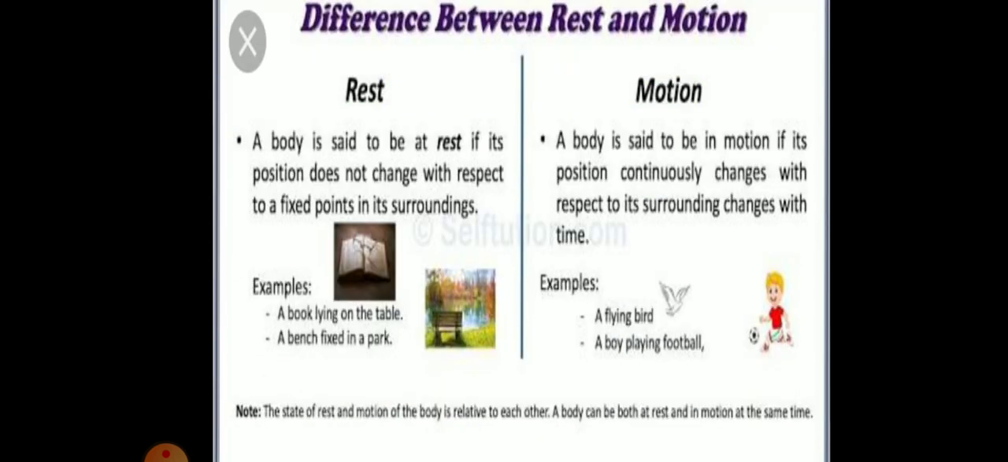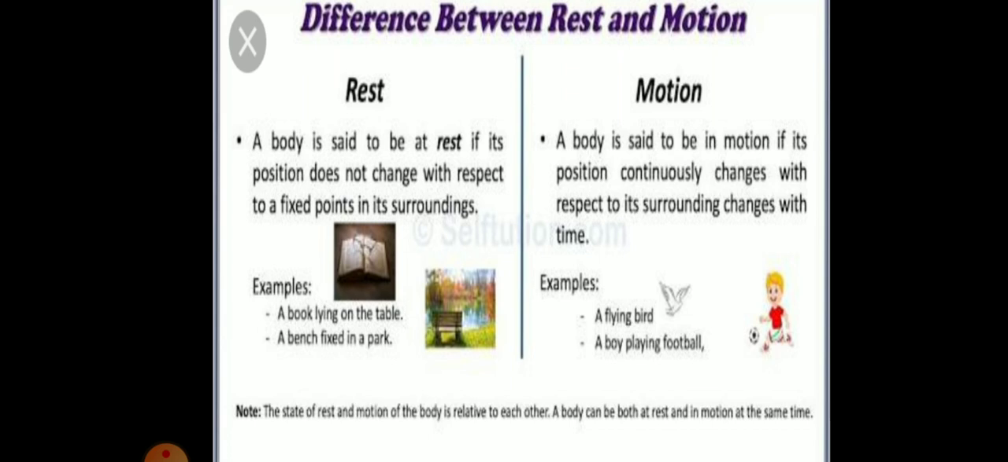So, we see many objects like a book lying on the table, a bench fixed in a park, birds fly, fish swim, blood flows through veins and arteries, car moves, atoms, molecules, planets, stars, and galaxies. These are the examples where the objects are at different states. Now, let us understand what is the difference between the objects which are at rest and the objects which are in motion.